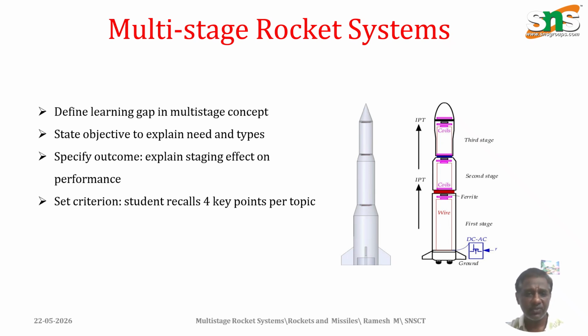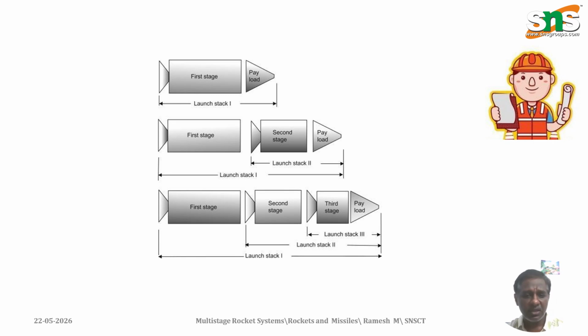Depending on mission requirements, rockets may use two-stage, three-stage, or even more complex staging arrangements. The choice of staging depends on payload mass, mission altitude, orbit type, and propulsion technology. Here the figure has been illustrated. This illustrates the concept of rocket staging and it explains how the number of stages in a rocket system influences the overall launch configuration and payload delivery capability.